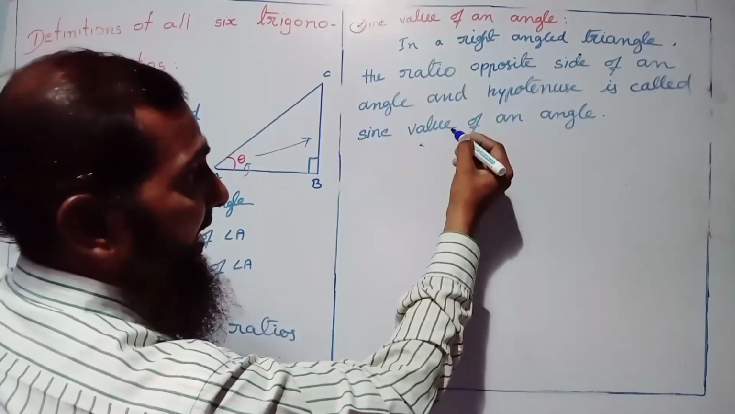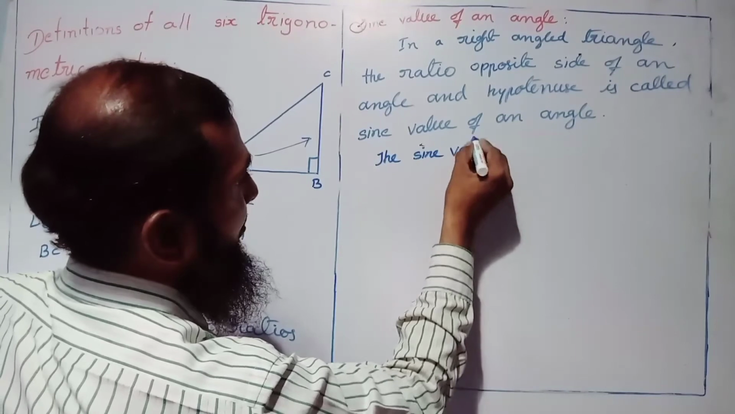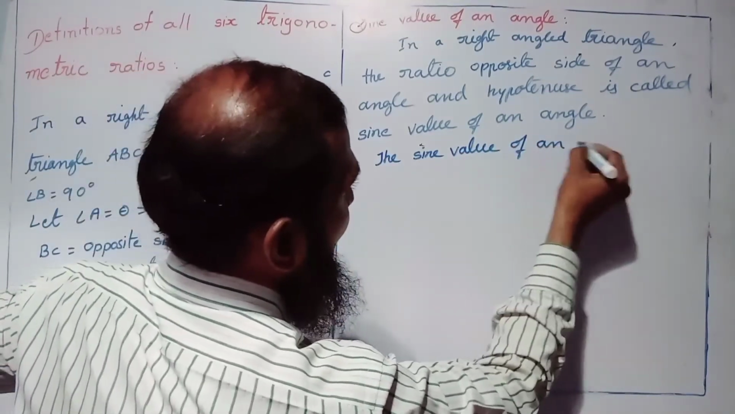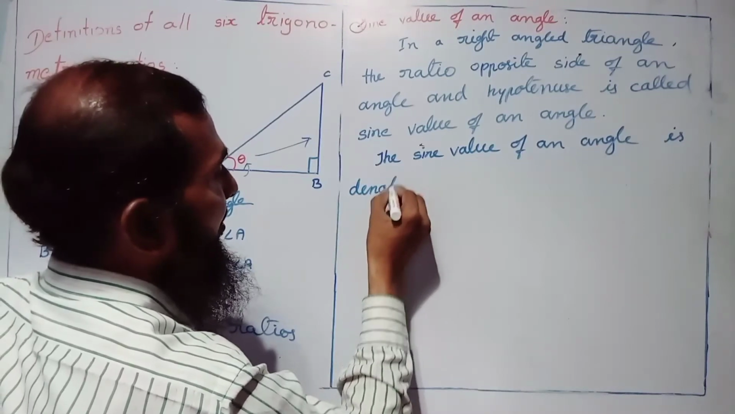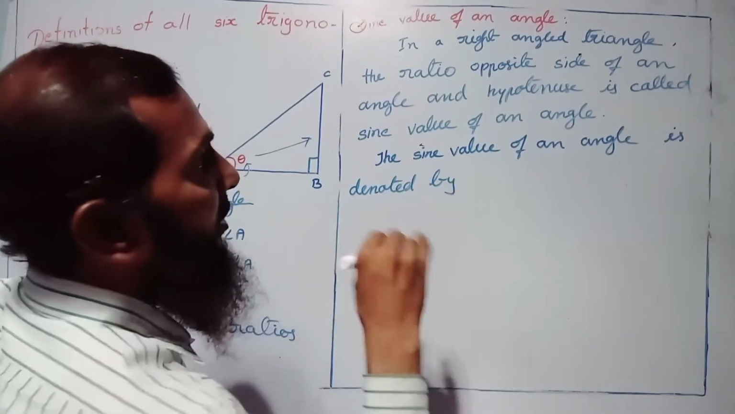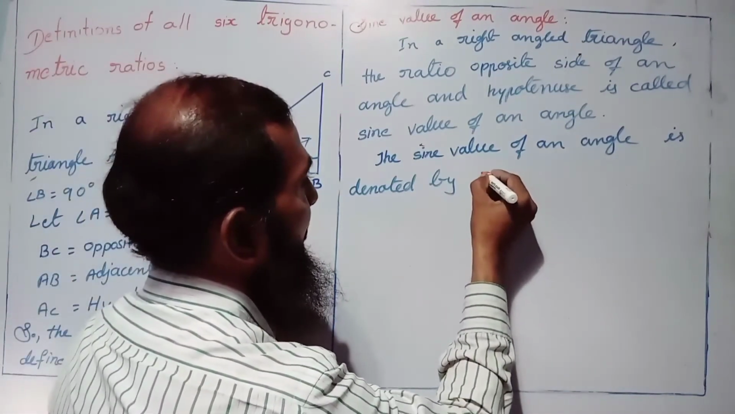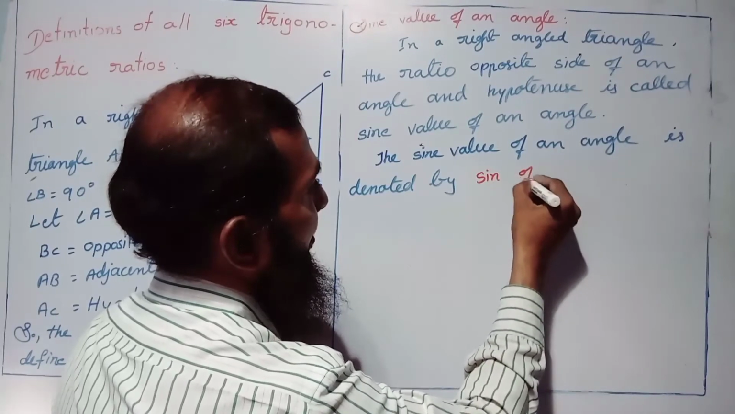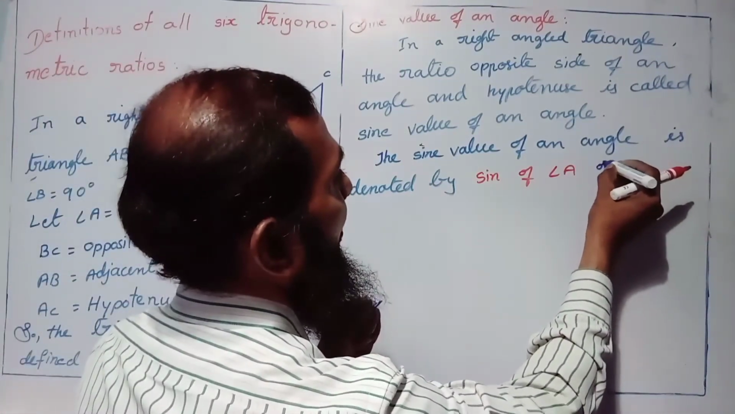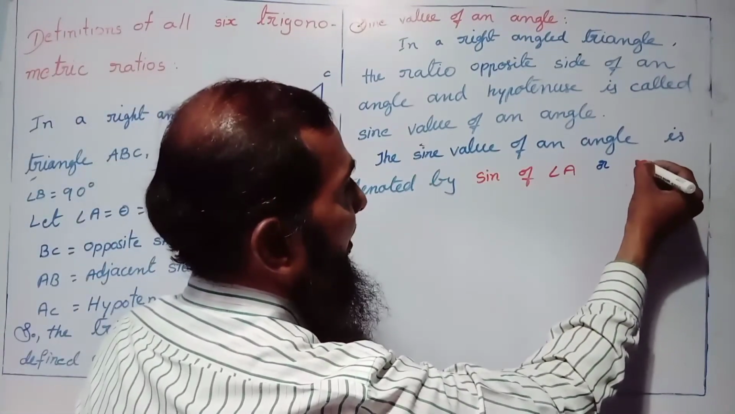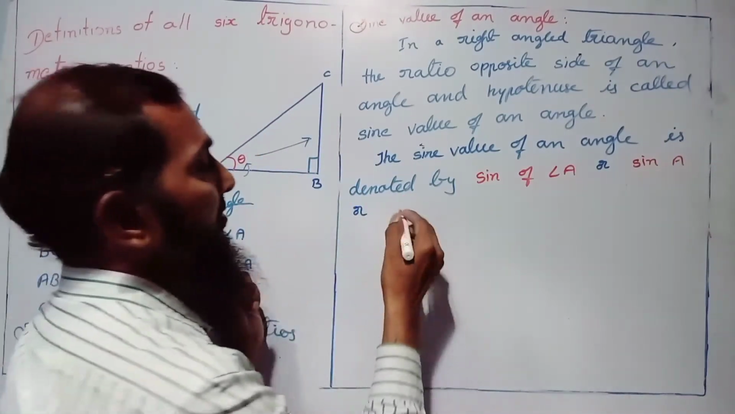The sine value of an angle is denoted by sine of angle A, or sin A, or sin theta.